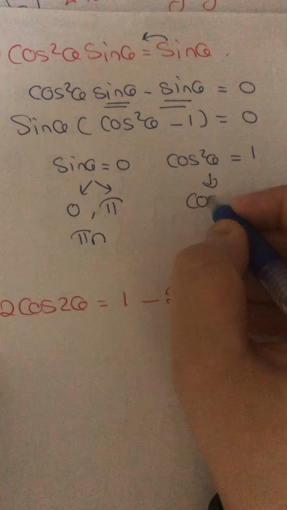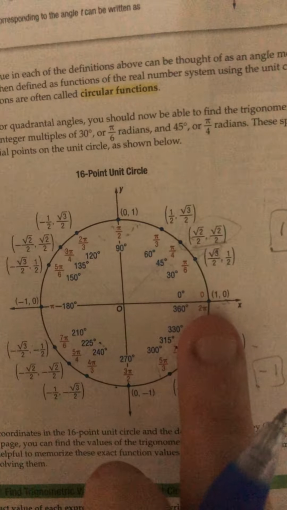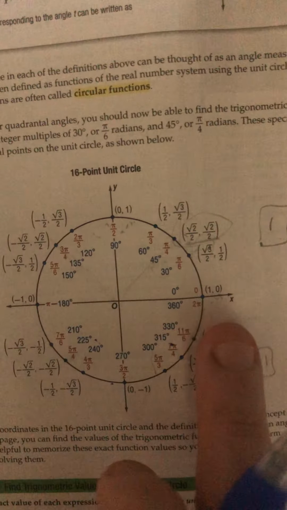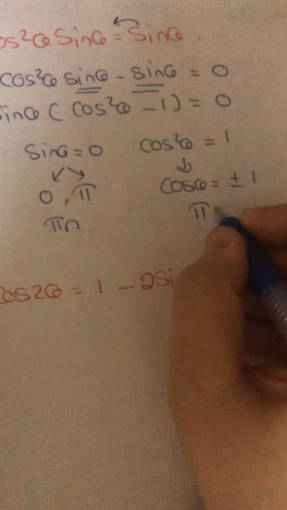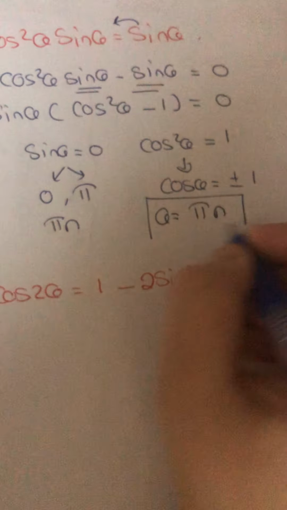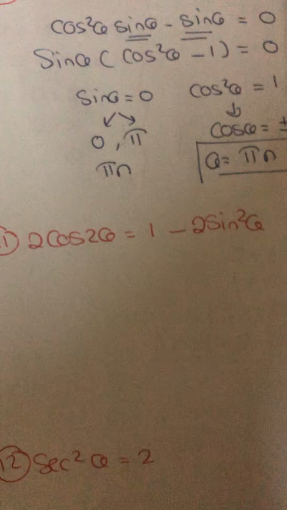For this one, cosine theta is equal to plus or minus 1, and unfortunately they are the same answers again, because cosine theta is equal to 1 here and negative 1 there. So 0 and pi, so it repeats itself every pi n. So it's the same answer, and no, it's not this question that has extraneous solutions. We don't have any in this book, maybe.